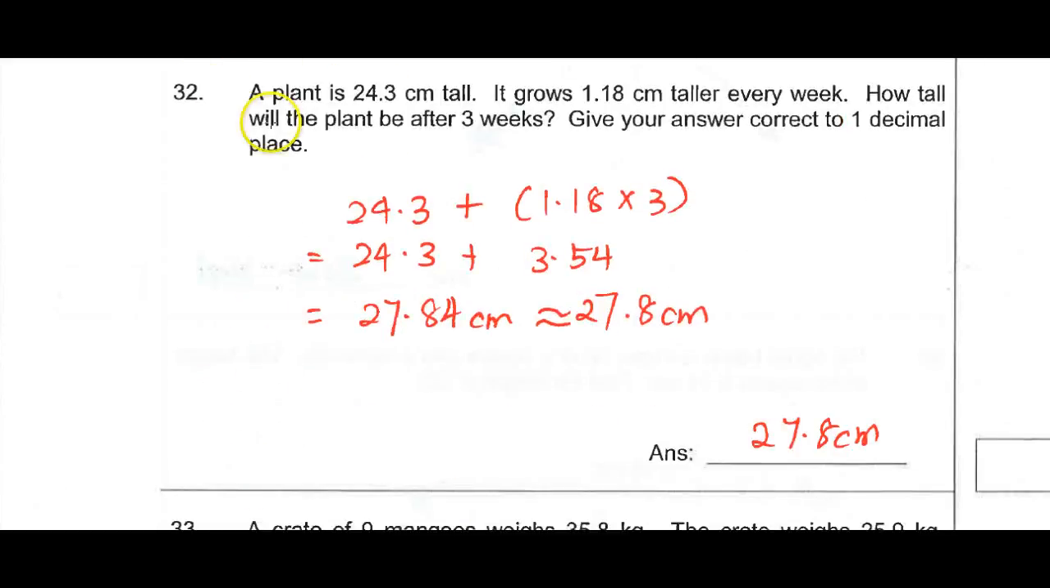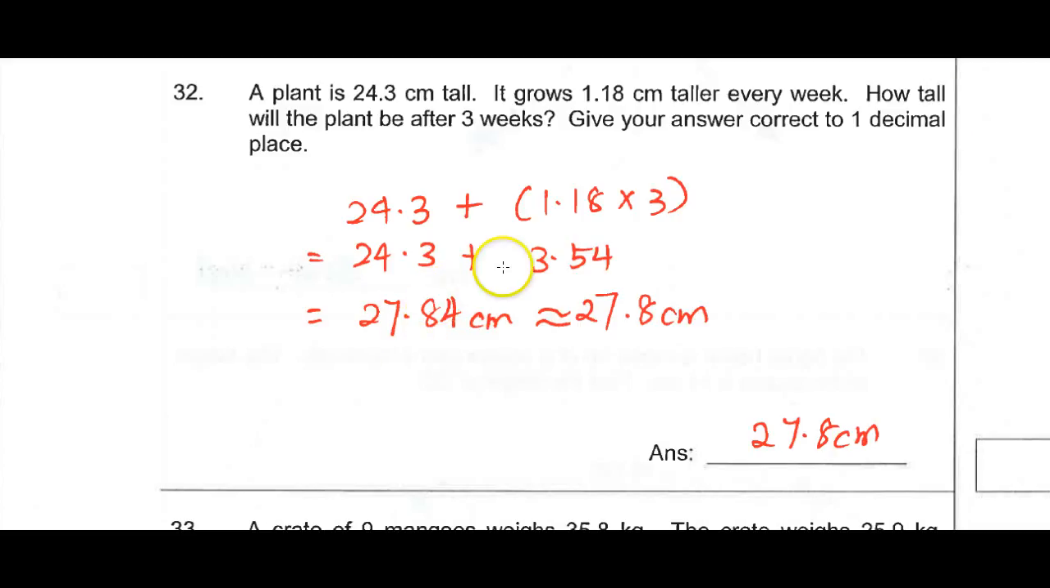Now a plant is 24.3 cm tall. It grows 1.18 cm taller every week. So for 3 weeks, the plant would have grown 1.18 cm times 3. This is the increase in height for 3 weeks. This is the original height of the plant. So you take original height plus the 3-week increment. It should be this, right?